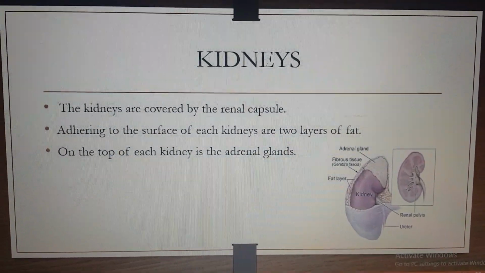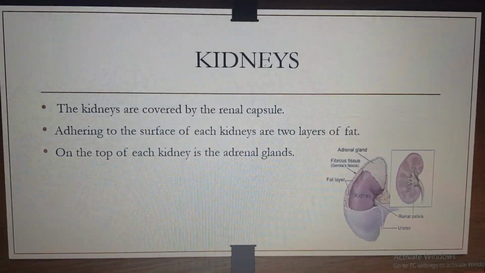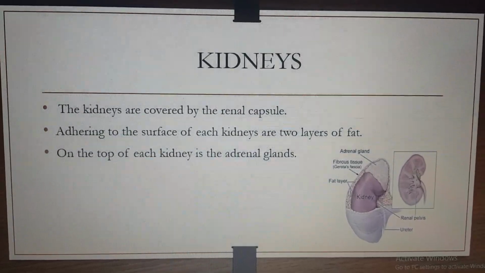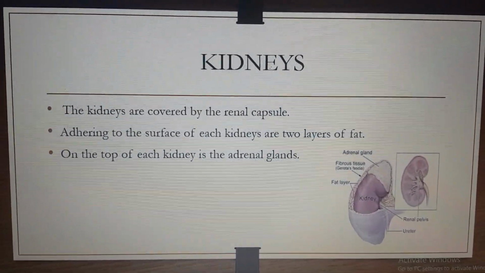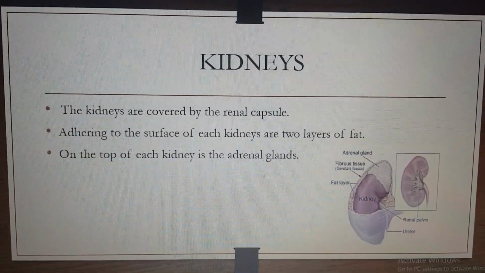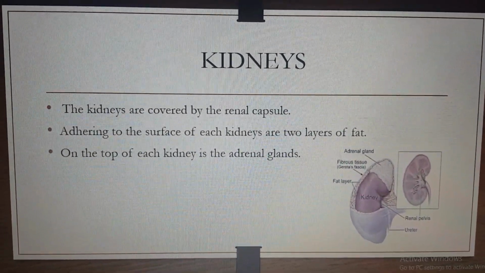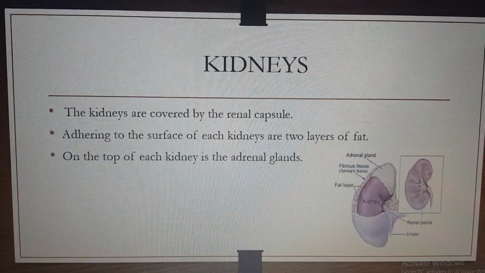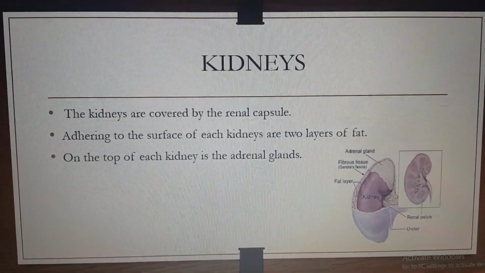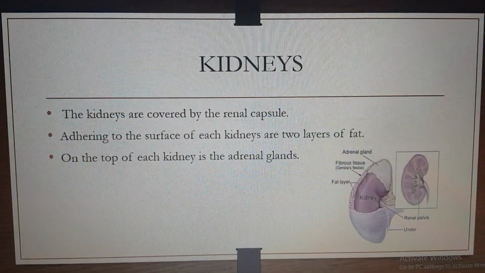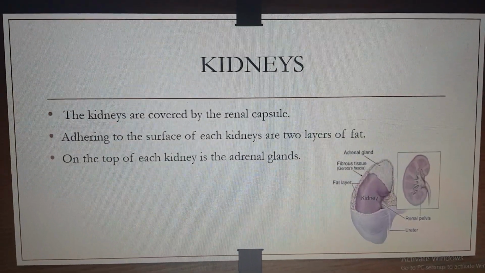The kidneys are covered by the renal capsule, a very thin capsule which surrounds both kidneys, and below the renal capsule there are two layers of fat which prevent the kidneys from rubbing against the other organs. Above each kidney there is the adrenal gland.